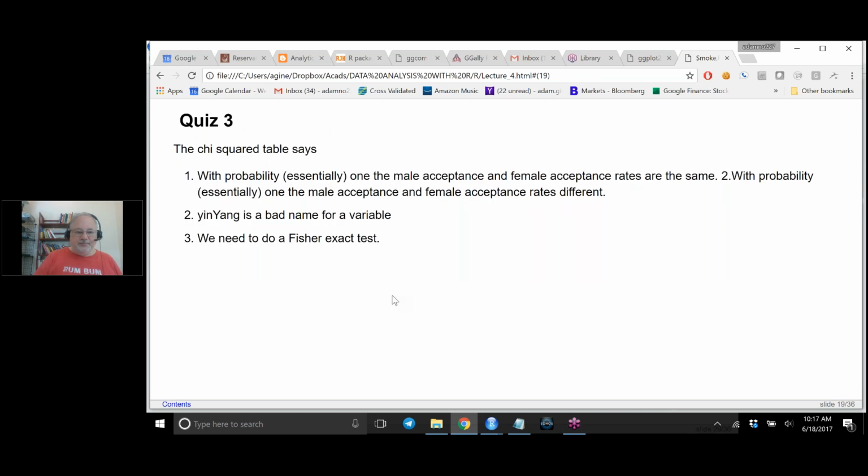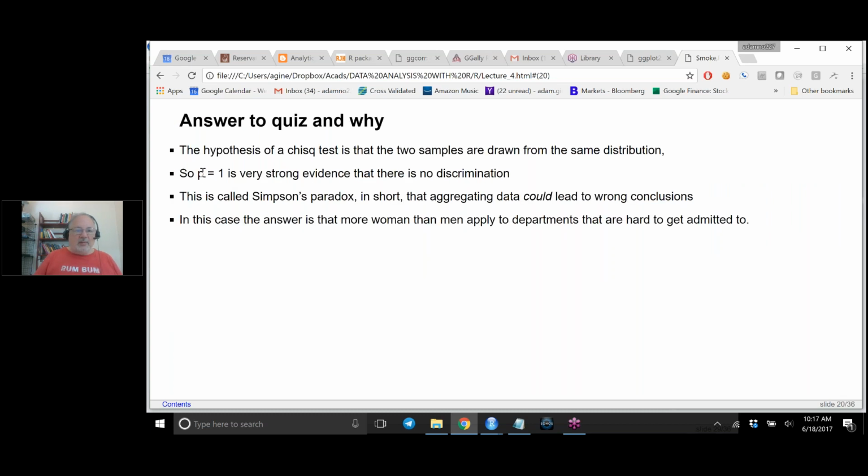Okay. So the correct answer for this is that with probability 1, there is no evidence of discrimination in the data. And this is called Simpson's Paradox because it seems paradoxical that when you look at the data finely, you see that there's no discrimination, but when you aggregate the data, you get a very different answer. The moral of the story is that aggregating data can lead to wrong conclusions. So it's called a paradox.